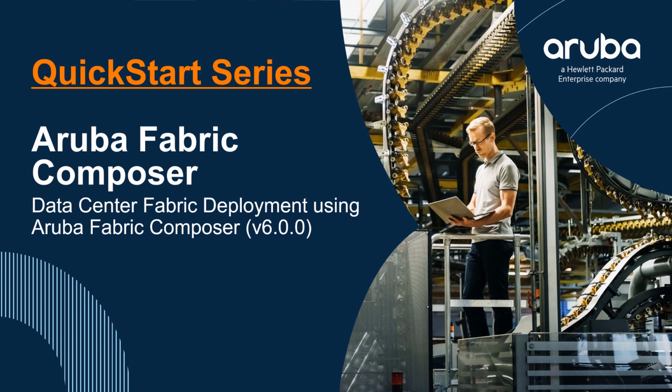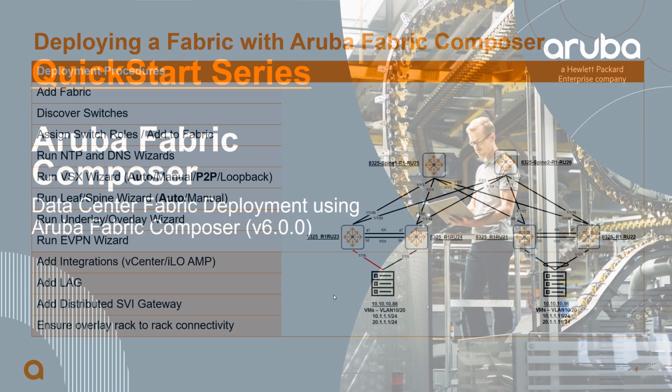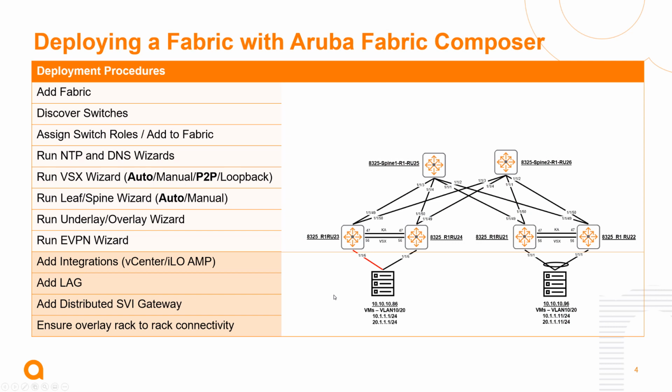In this video, I'm going to focus on Aruba Fabric Composer, and actually deploy a data center fabric using Aruba Fabric Composer. As you can see here, it's version 6.0.0. So this is the environment that I have. It's a two-rack environment with two spine switches. Each top of rack environment has two top of rack switches to act as an HA logical switch for high availability. And of course, we can see the deployment procedures here on the left.